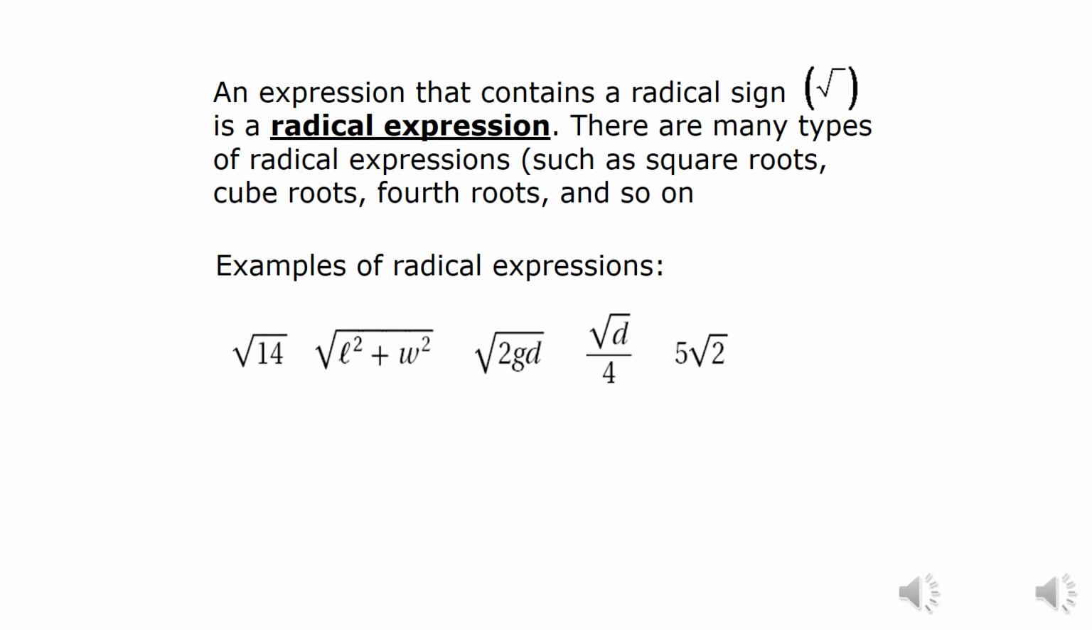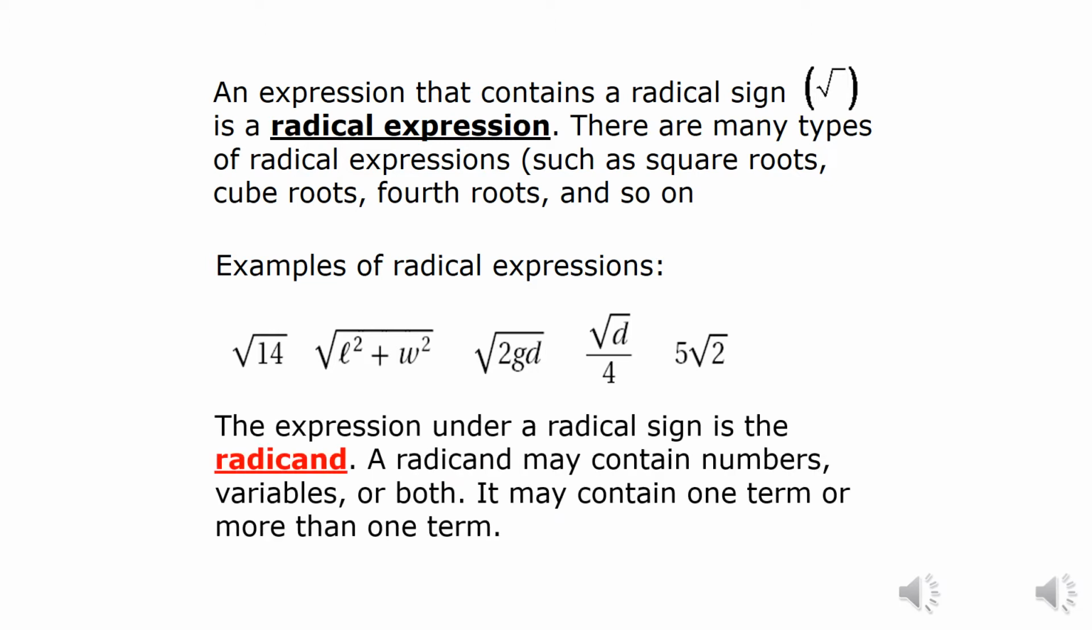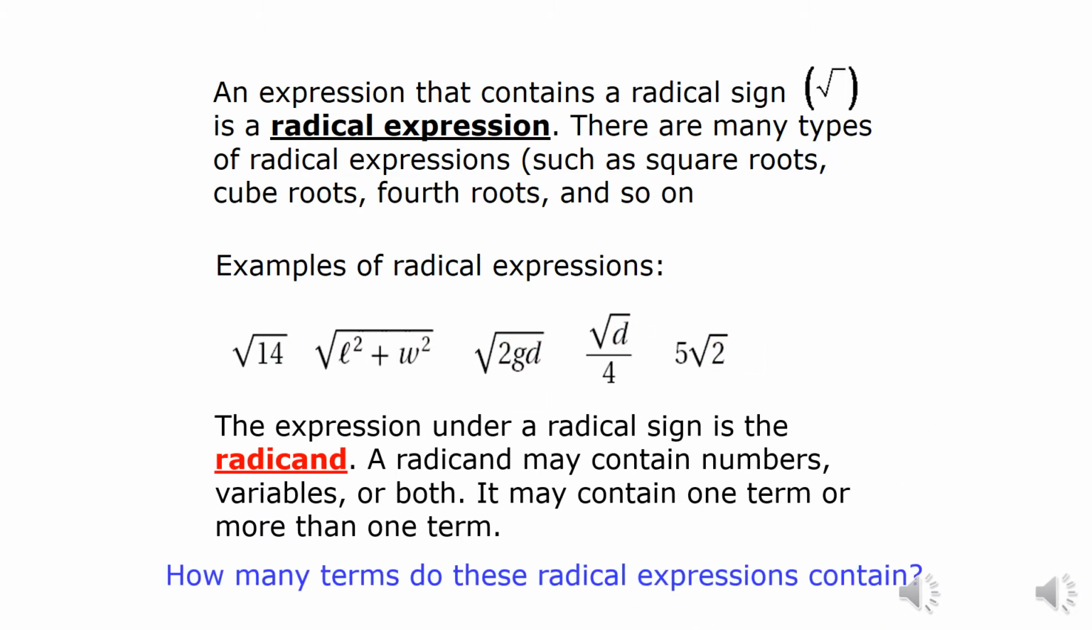Now the expression under the radical sign is the radicand. A radicand may contain numbers, variables, or both. It may contain one term or more than one term. So you might ask yourself, how many terms do these radicals contain? If you look at the first one, this only contains one. This one has two terms, one term, one term, one term. So be careful. An important thing to remember as we get farther into IM2 is that you have to solve the radicand before you can take the square root.